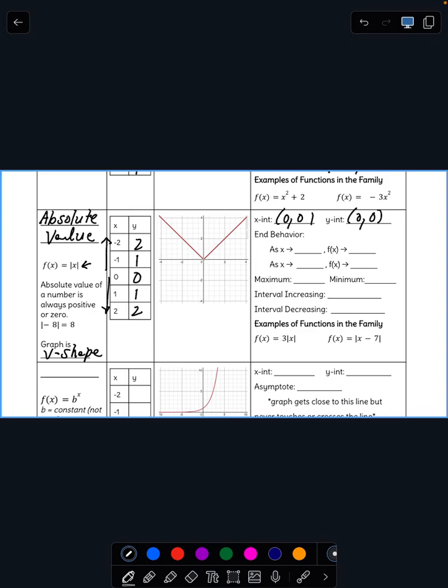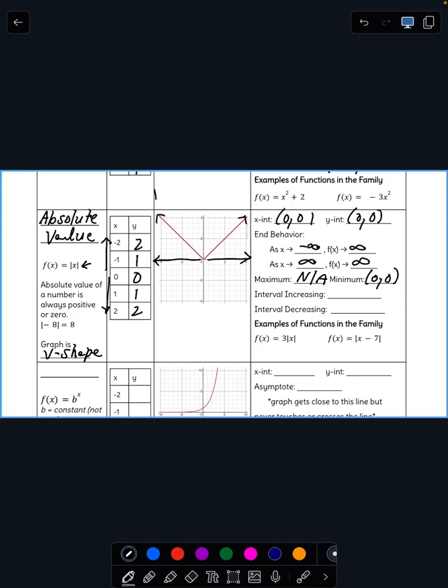So again, as x is approaching the negative, what is my end behavior? What is my y doing? Well, my y is approaching positive infinity. And as my x is approaching positive infinity, my y is also approaching positive infinity. So maximum and minimum. Well, again, maximum is N/A, but my minimum is 0, 0.